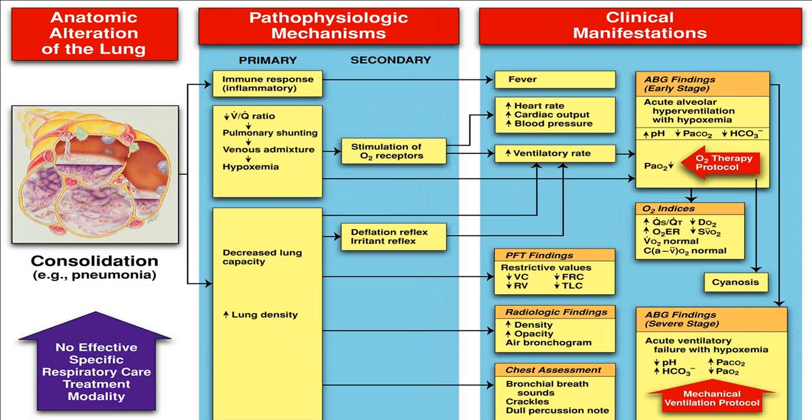When the person develops consolidation, these are the changes you can go through at your leisure time. Secondary to the inflammatory process, the person will have fever, tachycardia, increased cardiac output, and elevated blood pressure. In a severe variety, again you will have decreased PaO2 and elevated PCO2, meaning hypercarbia, hypoxia, acidosis, and bicarbonate will be elevated for compensation.